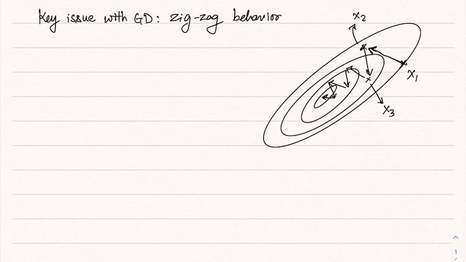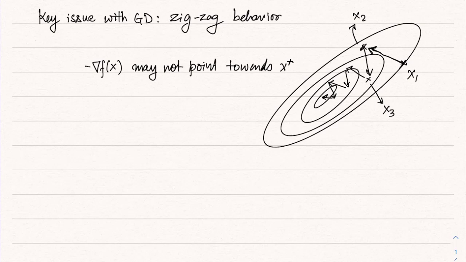So the reason for this is that minus gradient at any point x may not point towards x star, right? So this causes the gradient descent algorithm to converge slowly, especially in cases when the objective function is such that its contour plots are very skewed, very stretched out in one direction.